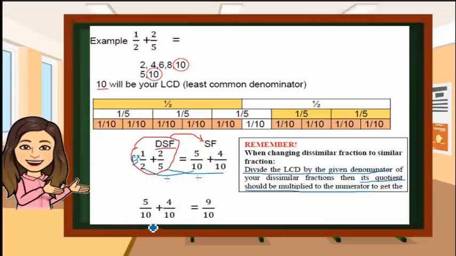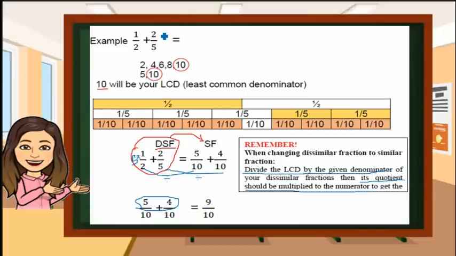So, 5/10 plus 4/10. Just follow the steps in adding similar fractions. Still, we will only add the numerators. So, 5 plus 4, we will get 9. Then, copy the denominator, which is 10. So, we have here 10. So, the answer is 9/10. Okay?